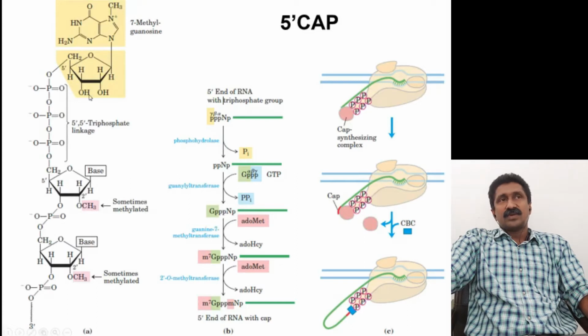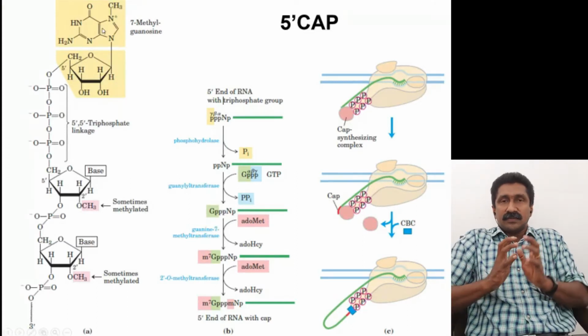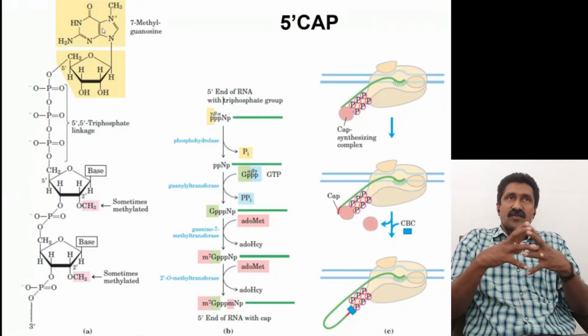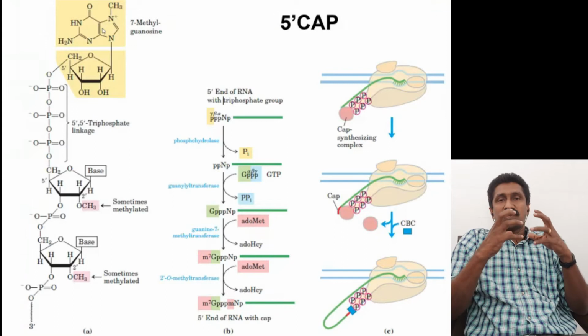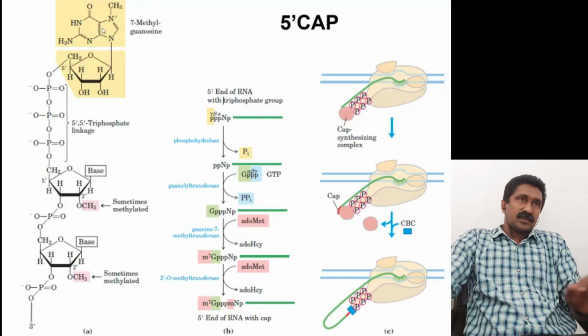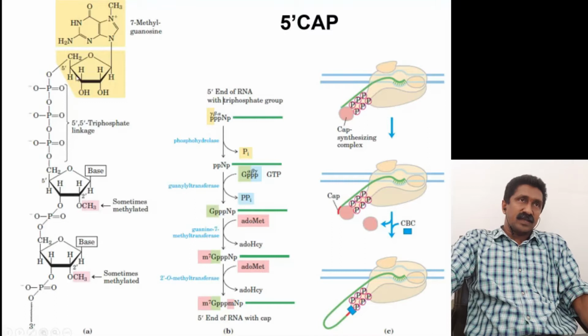primary transcript. So the first step in the 5' cap addition is the addition of a 7-methyl guanosine residue at the end of the 5' phosphate, or at the 5' terminal phosphate group. So this is the 5' phosphate group and a 7-methyl guanosine which will be attached with a 5' triphosphate linkage.